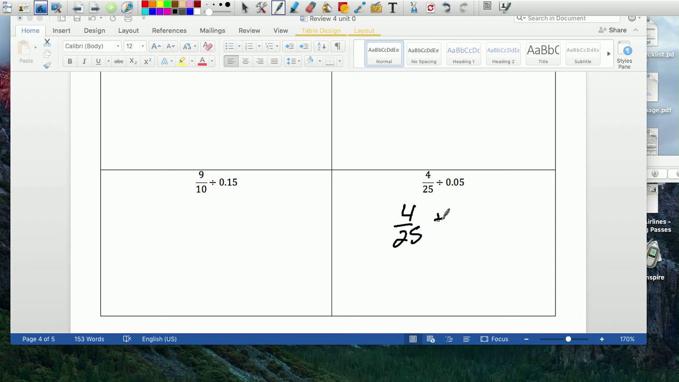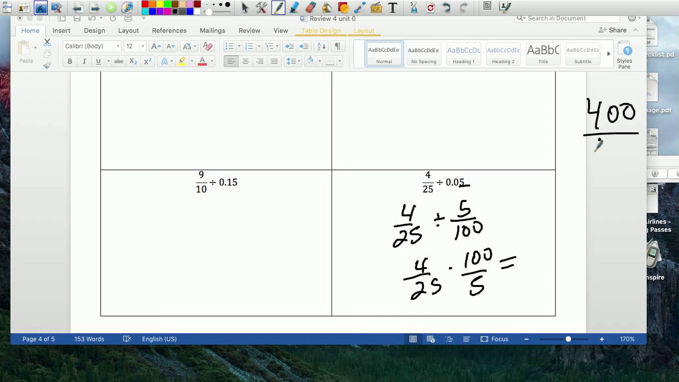Over here, 4 over 25. And we're going to divide that by what? 5 over, what's the decimal place here? Over 100. 4 over 25 times 100 over 5. And again, if you don't want to simplify now, you can simplify later. So 4 times 100 is 400. 25 times 5 is 125. This can definitely be simplified. 125 goes into 400 3 times. 25 left over 125. I can simplify that. 25 divided by 25 is 1. 125 divided by 25 is 5. So this is my final answer.